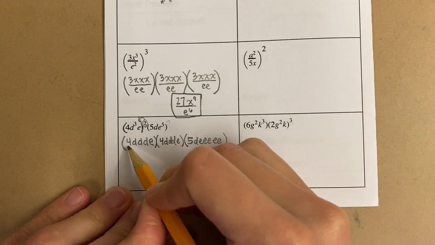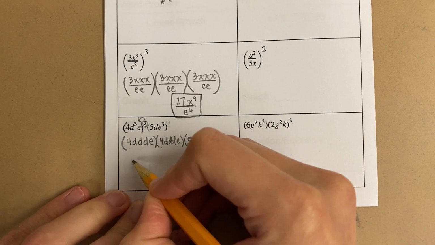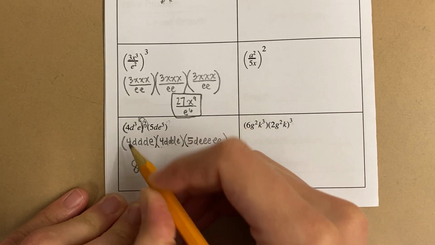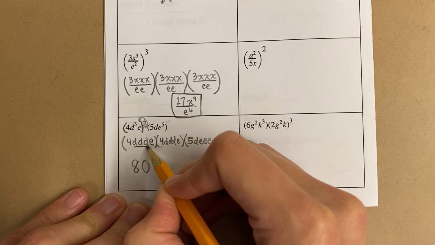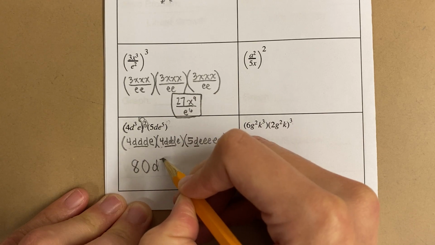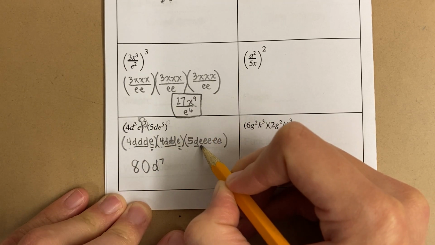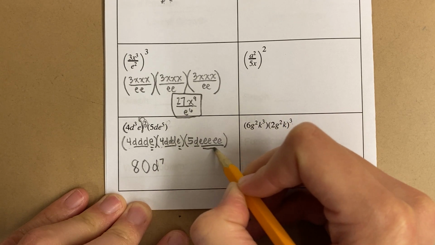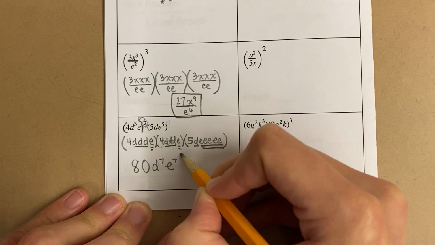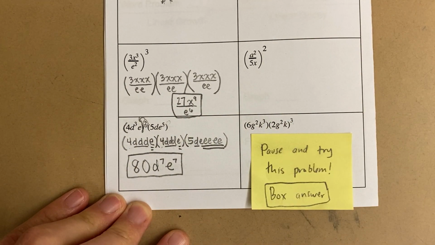All right, let's do it. 4 times 4 is 16, and then 16 times 5 is 80. Now D's, I have 1, 2, 3, 4, 5, 6, 7. And E's, I have 1, 2, 3, 4, 5, 6, 7. Okay, go ahead and try that one out.